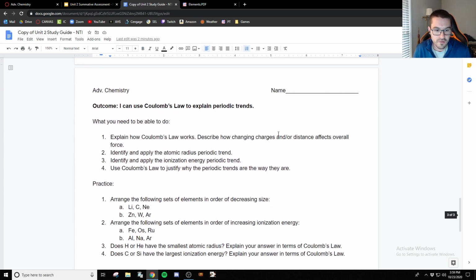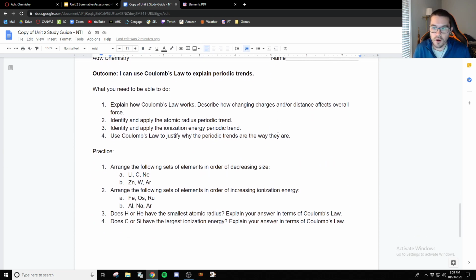Okay, and then lastly, Coulomb's law. Coulomb's law and periodic trends, that is the last topic. So you need to be able to explain how Coulomb's law works. You'll recall we did that simulation, learning how increasing the charges increases the force, increasing the distance lowers the force. So I want you to be able to explain that. And then we need to be able to identify and apply the atomic radius and ionization energy trends, okay, and explain why those trends are the way they are.